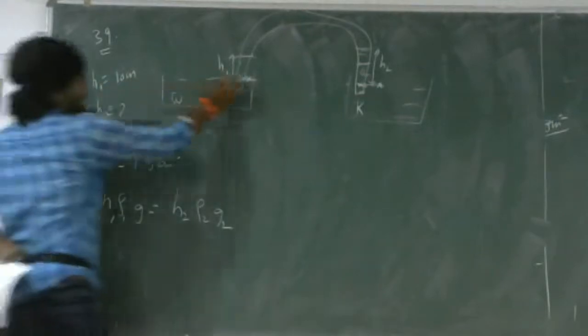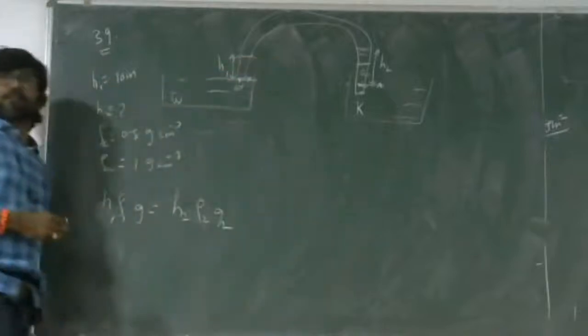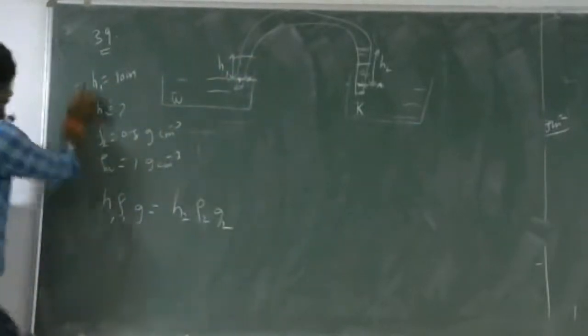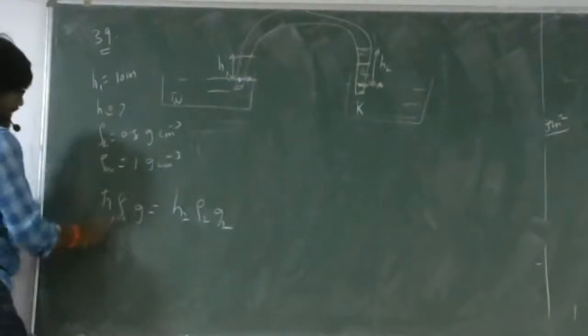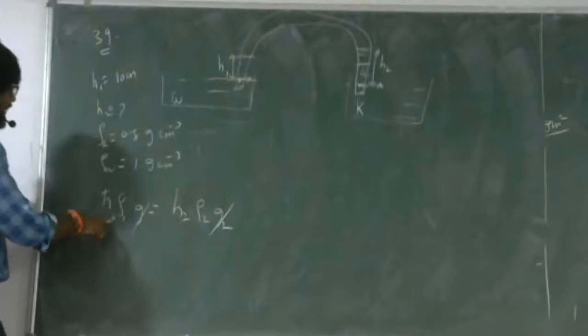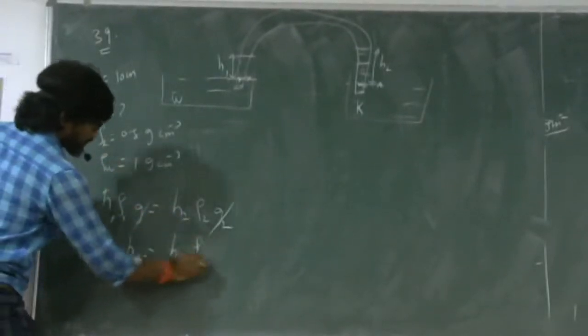Because at the same horizontal level, the pressure here should be equal to the pressure here, according to Pascal's law. The pressure should be the same. Now here, what is given? H1 is given, and G is constant anyway, so it is cancelled. We are asked to find H2. From this you can say H2 is equal to H1 into rho 1 by rho 2.